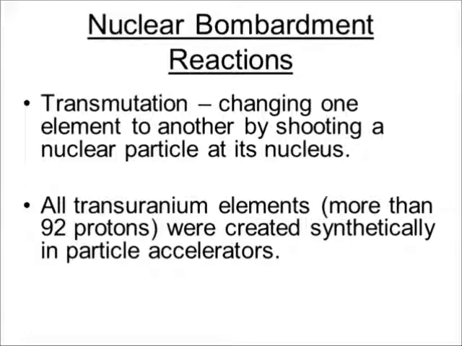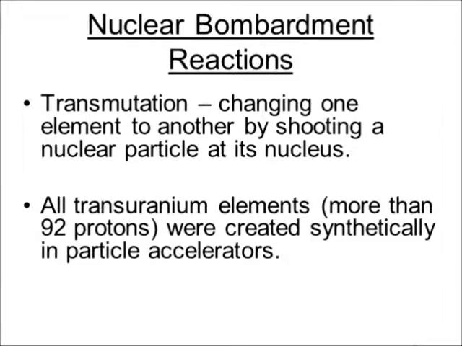So how do we get to those man-made elements or some of those elements that are maybe used for fuel? We've got 2 different methods. We've got transmutation, and then nuclear bombardment. So what's happening? In transmutation, you're changing one element to another by shooting a nuclear particle at its nucleus. Usually you take transuranium elements, which are more than 92 protons. Like I said, those are usually created synthetically in particle accelerators. So that's where we get all those man-made ones that are above 92.